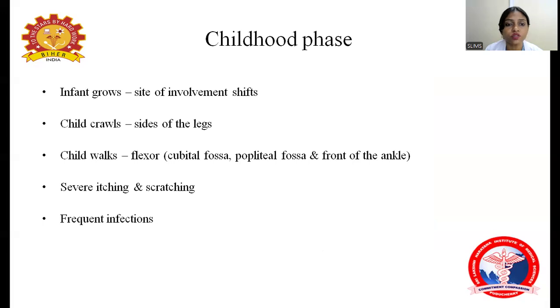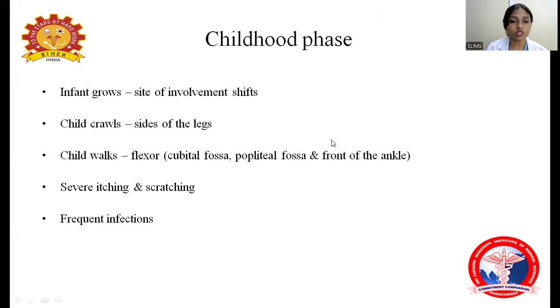Now coming to the childhood phase, once the child begins to crawl, the site of involvement starts changing. Initially, the child will develop lesions over the extensor aspect of the elbows and knees. But once the child starts walking, the flexural areas will start involving, like the cubital fossa, popliteal fossa, and the dorsum of the ankle. So the site of involvement evolves once the child starts walking.